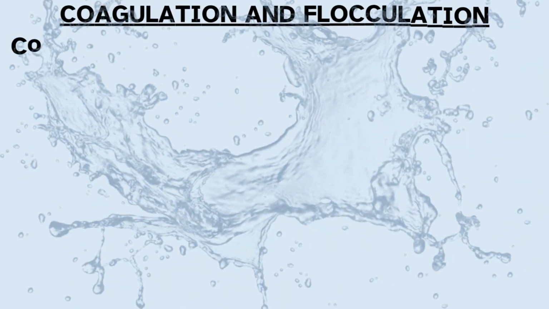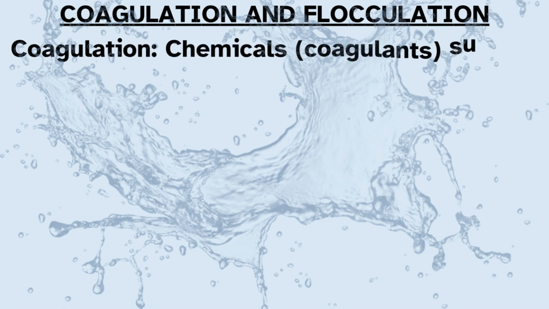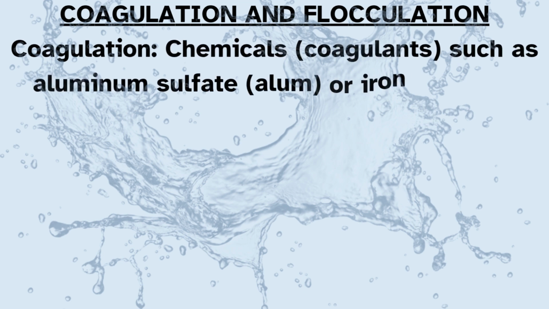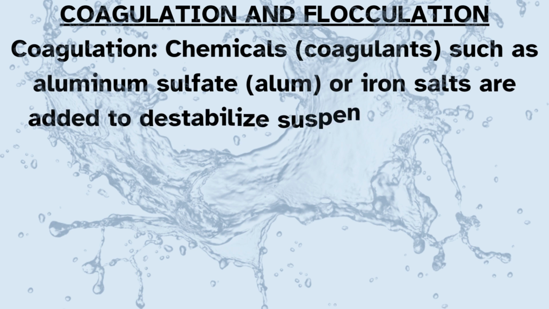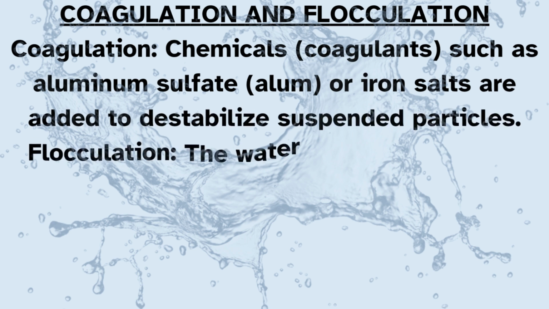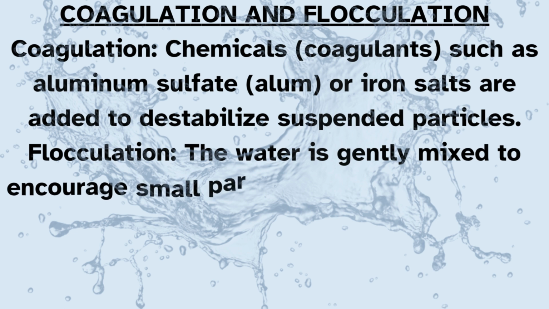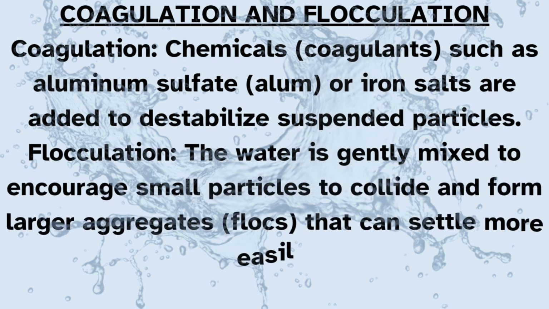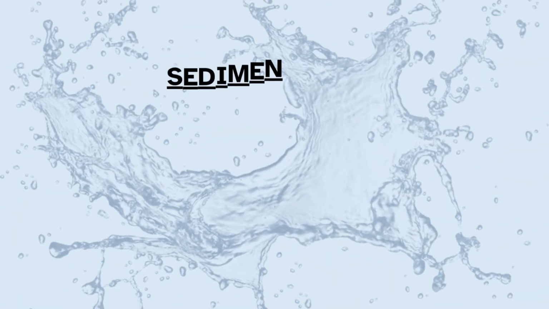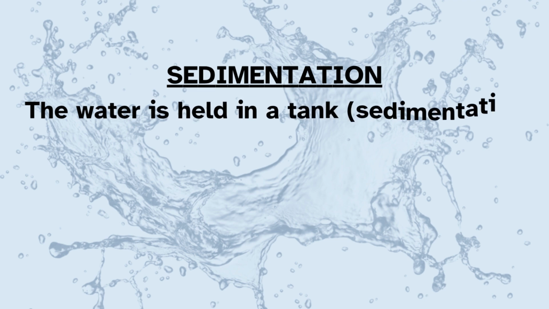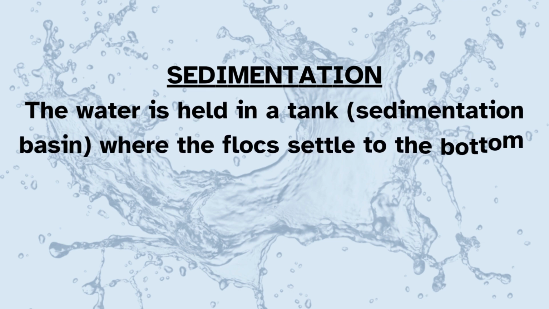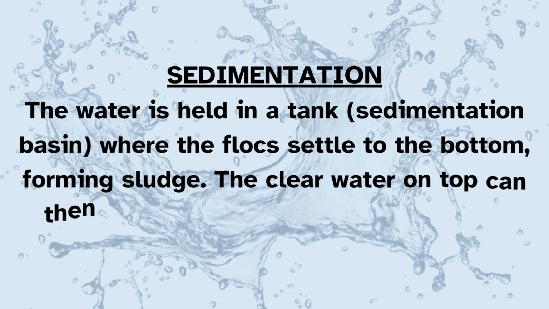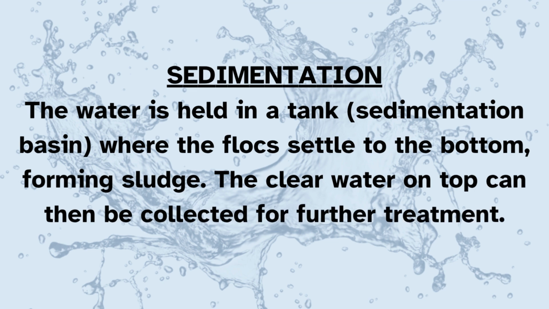Coagulation and flocculation. Coagulation: chemical coagulants, such as aluminum sulfate, alum, or iron salts, are added to destabilize suspended particles. Flocculation: the water is gently mixed to encourage small particles to collide and form larger aggregates, flocs, that can settle more easily. Sedimentation: the water is held in a tank, a sedimentation basin, where the flocs settle to the bottom, forming sludge. The clear water on top can then be collected for further treatment.